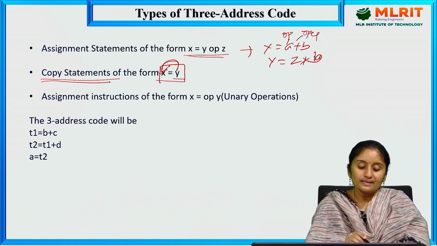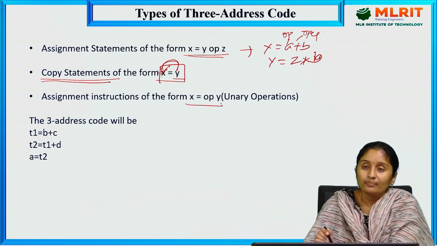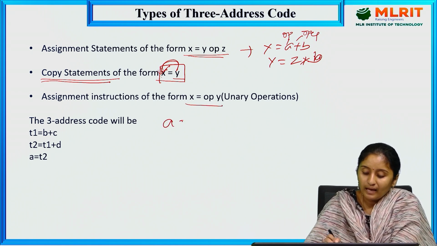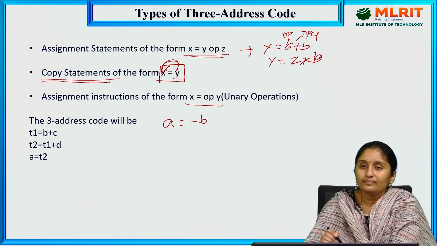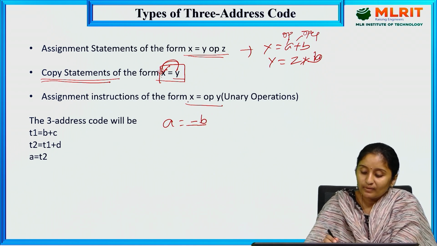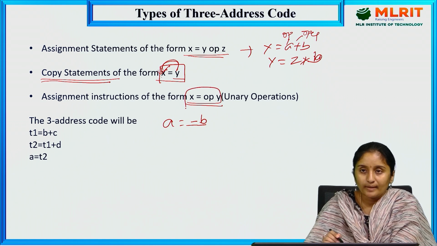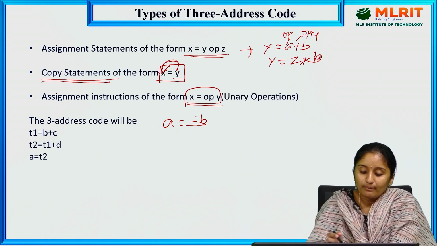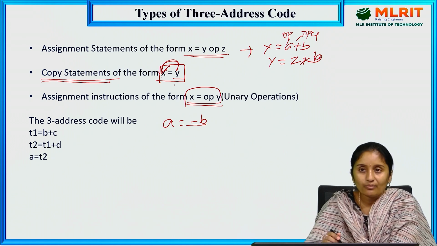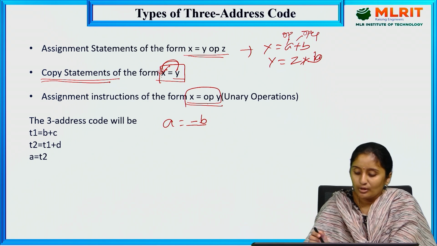The next one is assignment instructions of the form where I can have minus B. That is unary minus B. These are what we call unary operators. These also exist in the 3 address code. So it can be assignment statements, or copy statements, or unary operations.